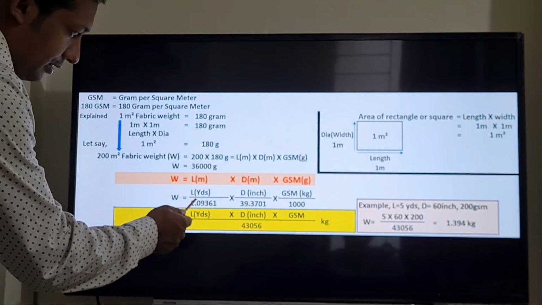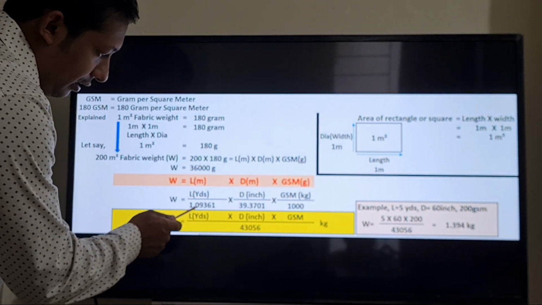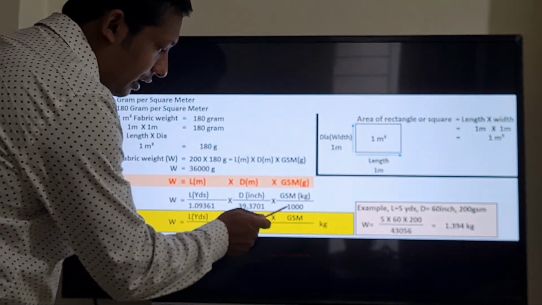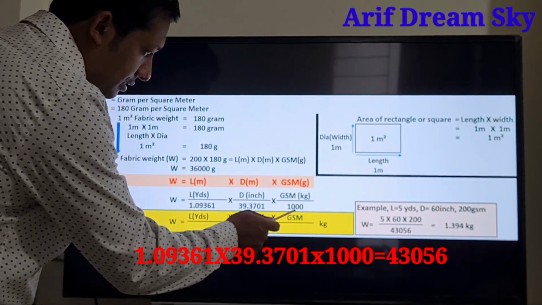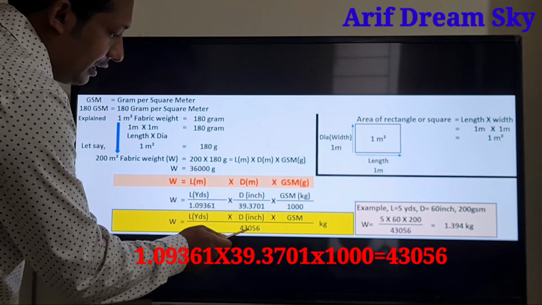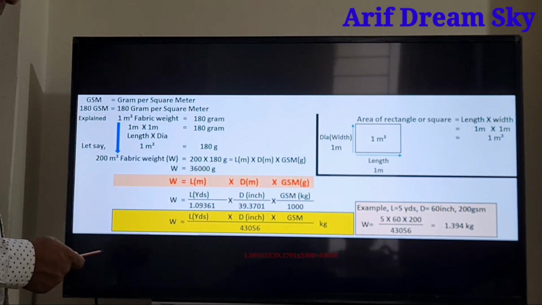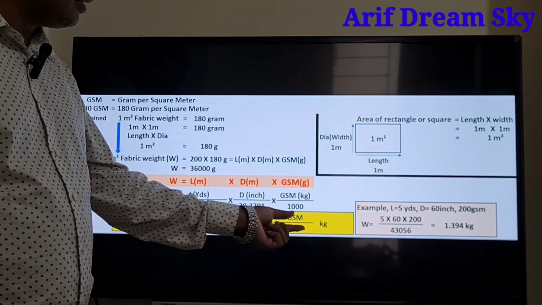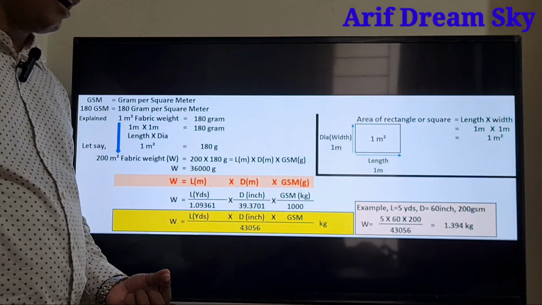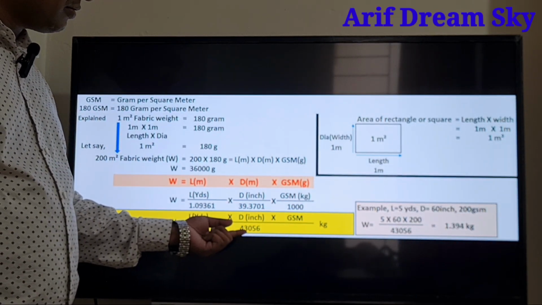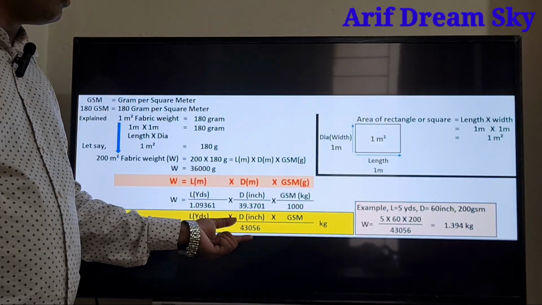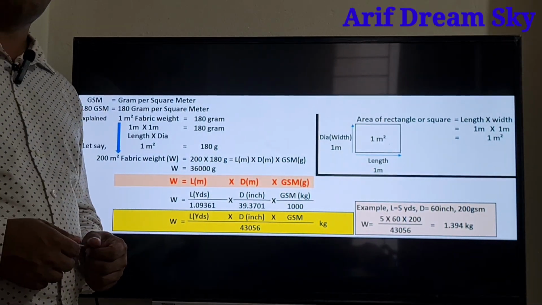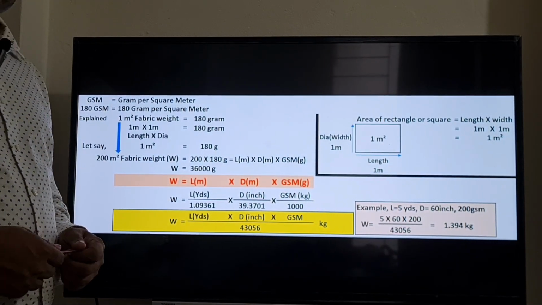So if we multiply the lower units, like 1.09361, then 39.3701, and then 1000, these three figures, it will give us 43,056. So we can say the weight equals length in yards, dia in inch, and GSM, multiplied and divided by 43,056. Then it will give us the total quantity of fabric, how many kg of fabric we need.